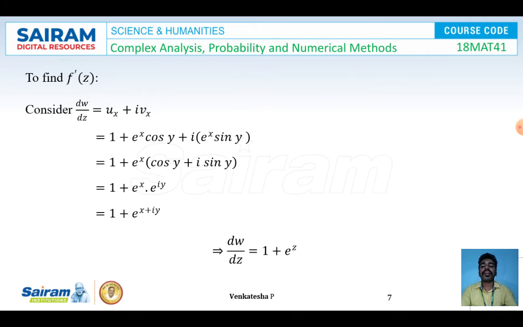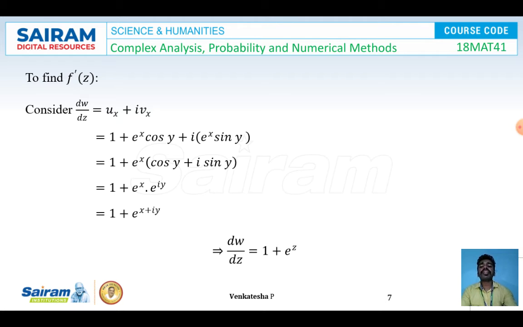So once the function is analytic, now I am going to find the derivative f dash of z. Consider dw by dz is equal to ux plus ivx. So we have the value of ux as 1 plus e power x cos y plus i into vx is e power x sin y.